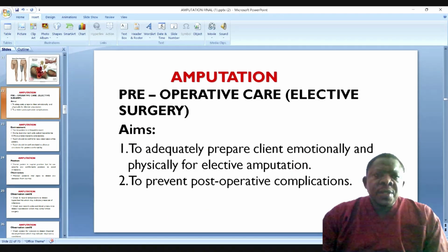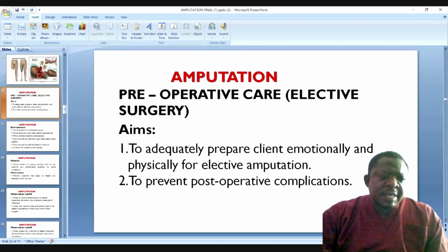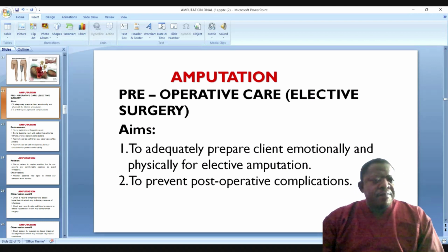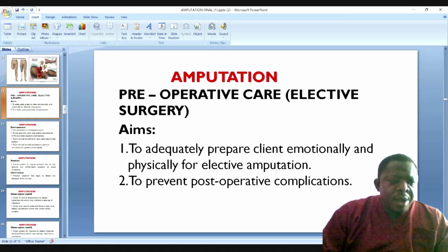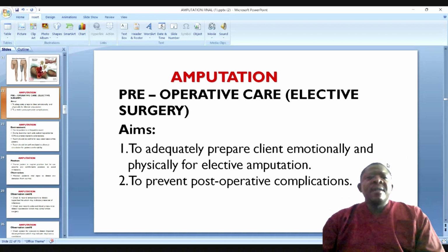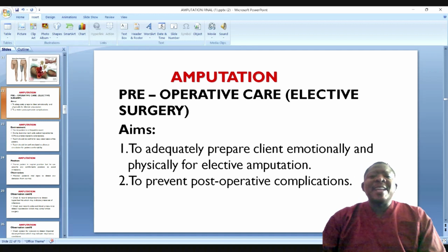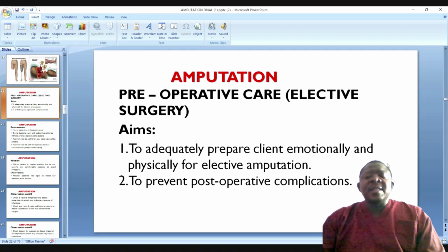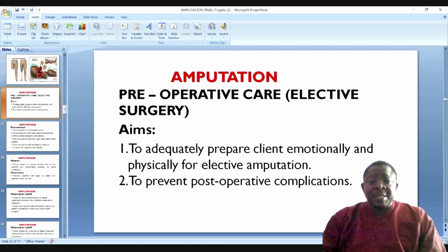So, with that discussed, let us now appreciate the other parts of our objective where we are looking at pre-operative care. We also look at post-operative care and look at the complications. So, if you are having an elective surgery, like for surgical amputation, okay, the aims would be to adequately prepare clients emotionally and physically for elective amputation, and also to prevent post-operative infection.